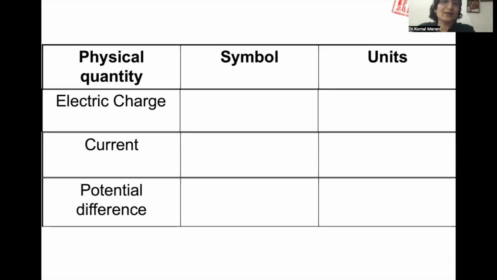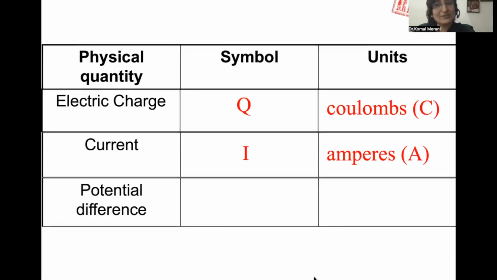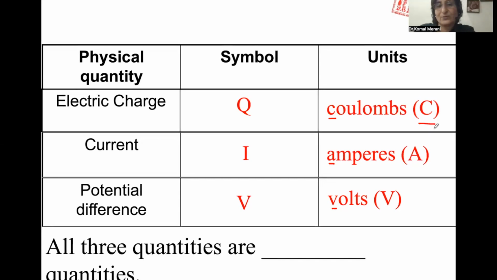So let's recall again. Electric charge symbol is Q, unit measured in coulombs. Current measured in amperes. Potential difference symbol is V and measured in volts. Remember, V is the symbol of potential difference because it's also called voltage. And volts, when you write these units, make sure you're writing in small caps. But when you are giving an abbreviation of coulombs, it is capital C. All these quantities are definitely scalar quantities.